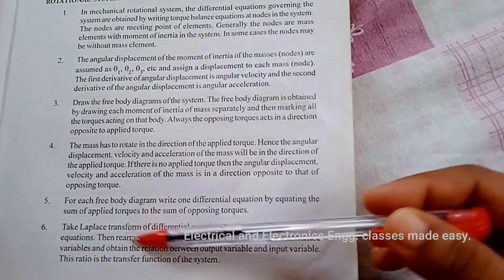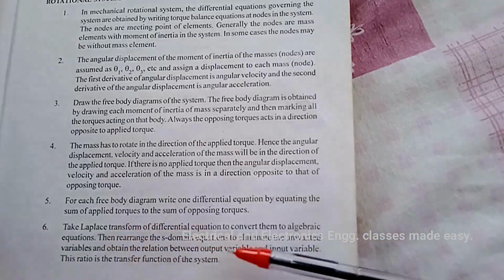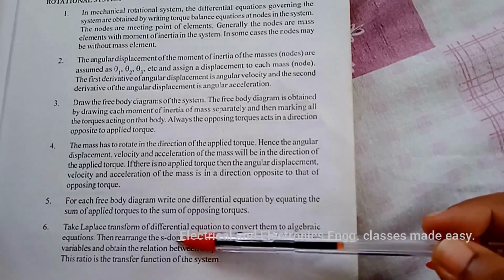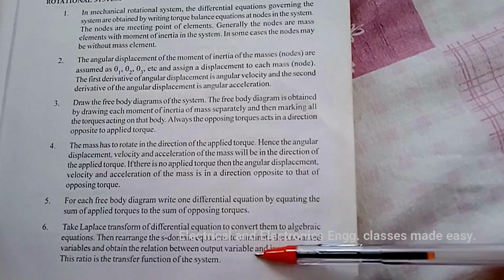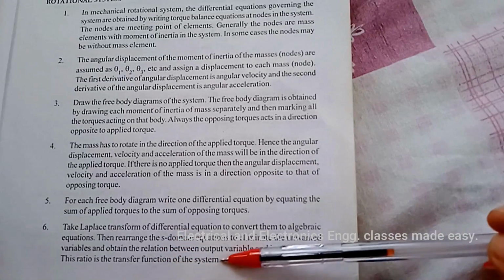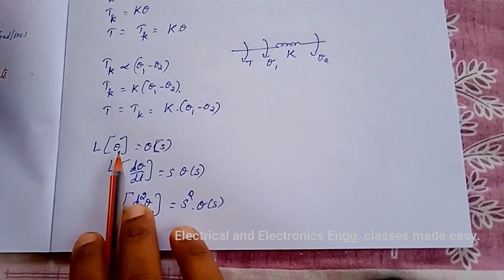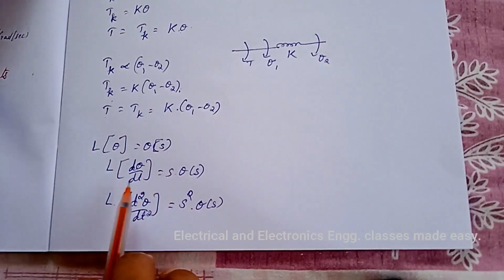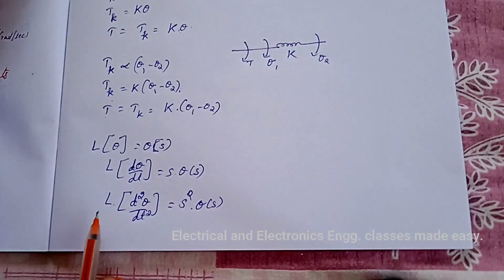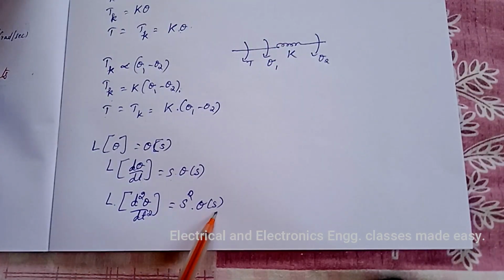The sixth one is, take Laplace transform of the differential equations to convert them to algebraic equations. Then rearrange the S domain equations to eliminate the unwanted variables and obtain the relation between output variable and input variable. This ratio is the transfer function of the system. And note that Laplace transform of theta is theta of s. Laplace transform of d theta by dt is s into theta of s. And Laplace transform of d square theta by dt square is s square theta of s.